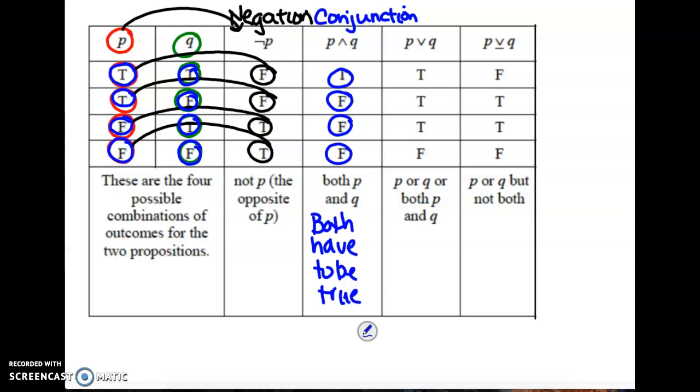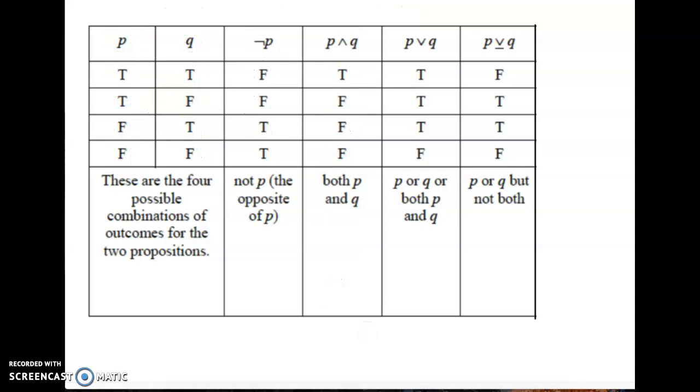All right, this is getting a little messy, so I'm just going to go ahead and clear the screen for us. Okay. The next column is disjunction. Disjunction has the word or in between it. Now, the rule of thumb is you need to have only one proposition true for it to be true.